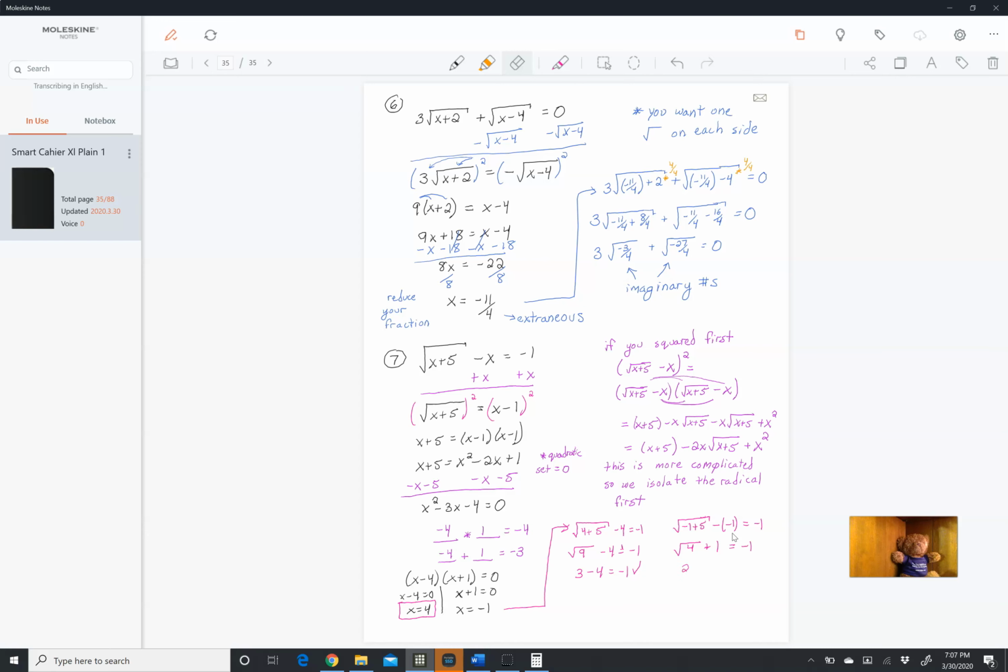So we get 2 plus 1 is equal to negative 1, but this is not true. So our x equals negative 1 is extraneous. It's not a solution. Our only solution here is x equals 4, which is why I boxed it. Okay?